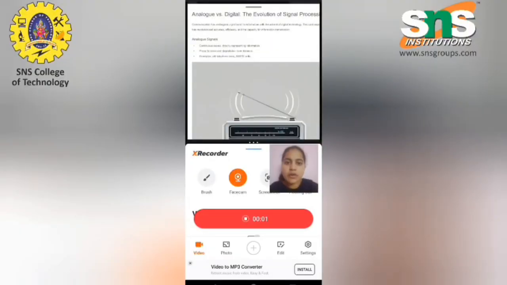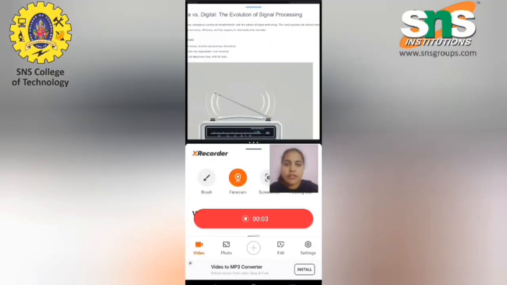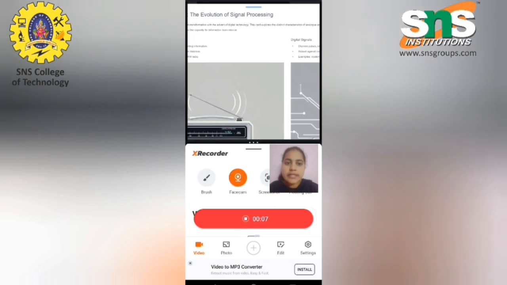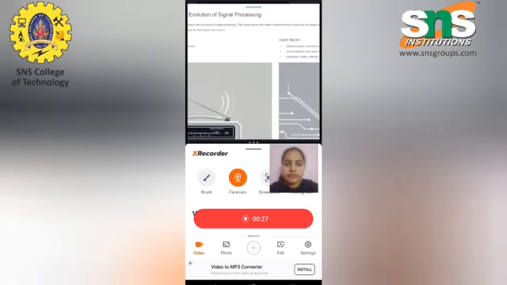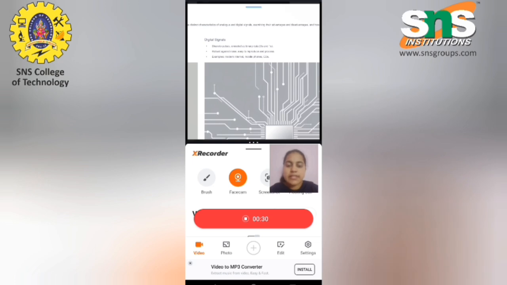Transmission of a signal: evidence of digital technology or code, and the distinct characteristics of analog and digital, which have advantages and disadvantages for resolution, accuracy, efficiency, and capacity for information transmission. Analog signal: continuous wave directly representing information, prone to noise and reduction over distance, for example old telephone lines and AM and FM radio. And digital signal: it is a discrete pulse that is encoded as binary numbers, zeros and ones. It is robust against noise, for example mobile phones and CDs.